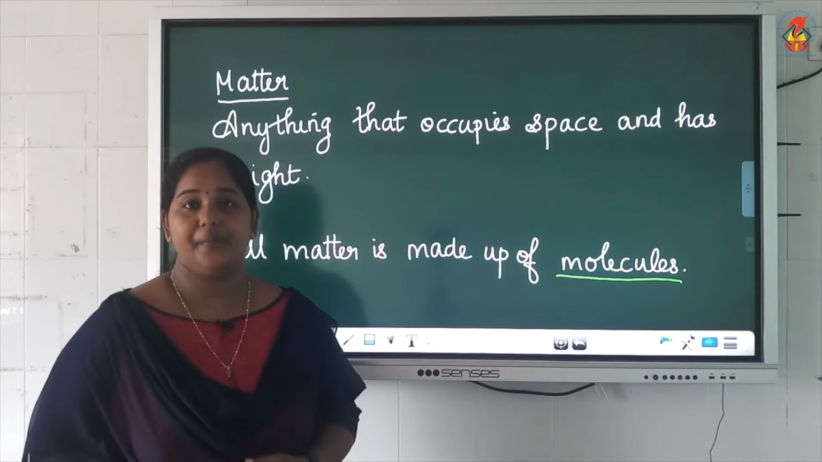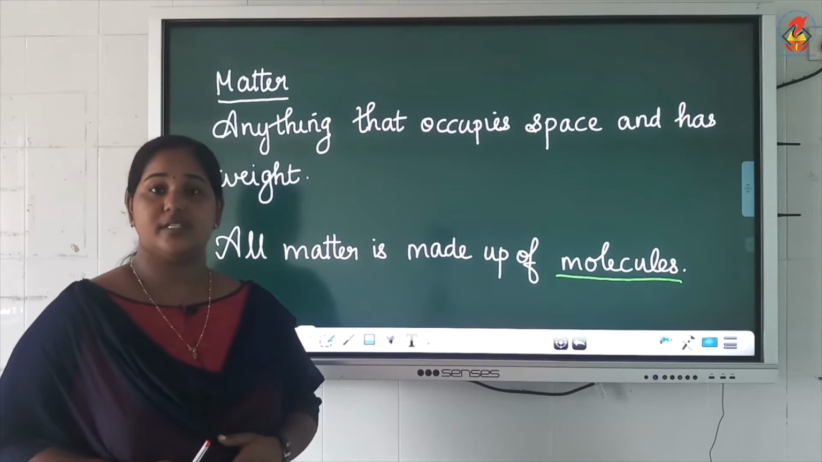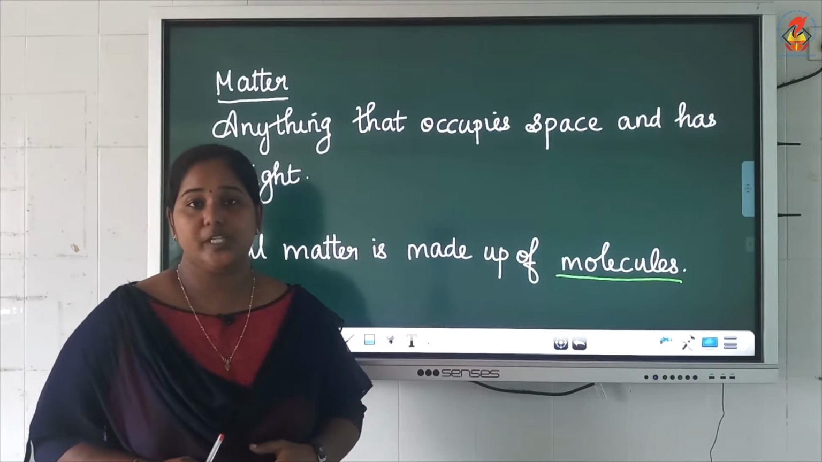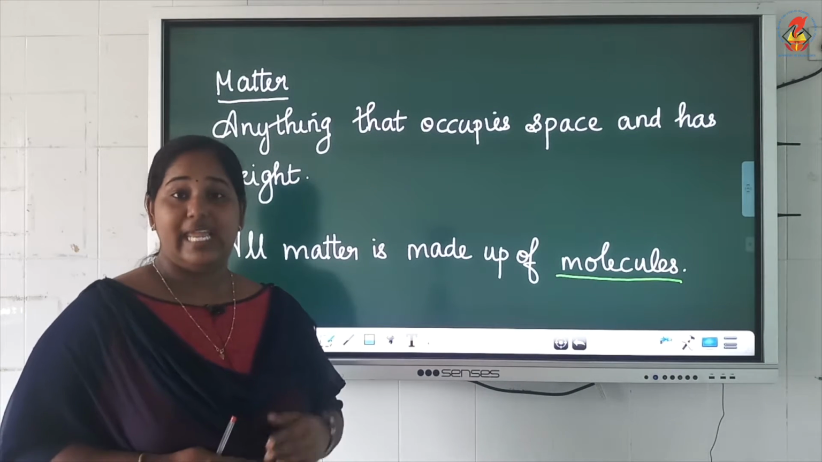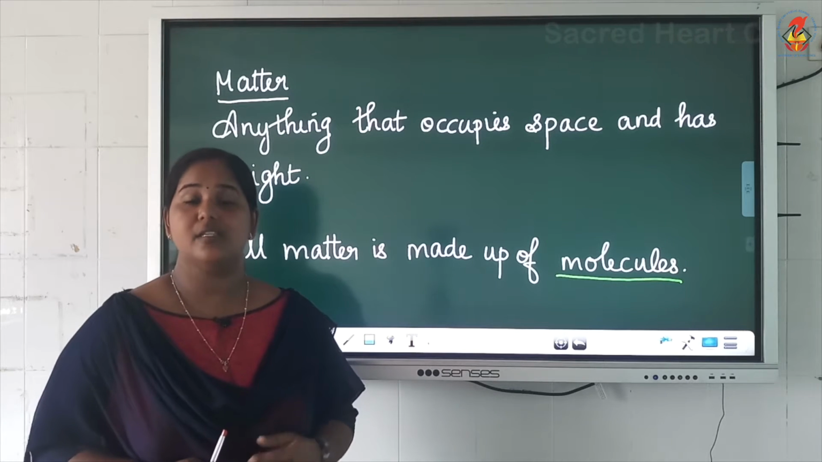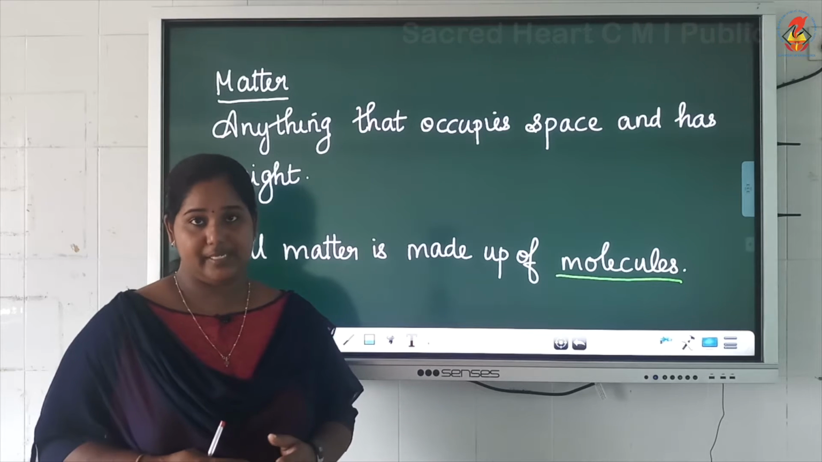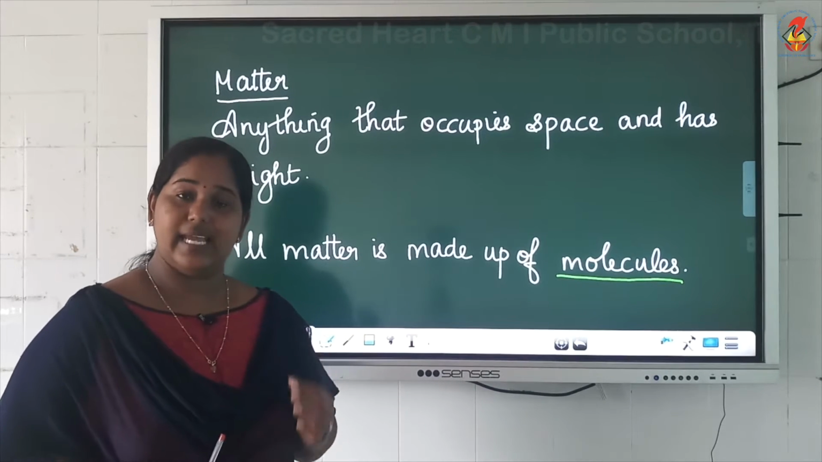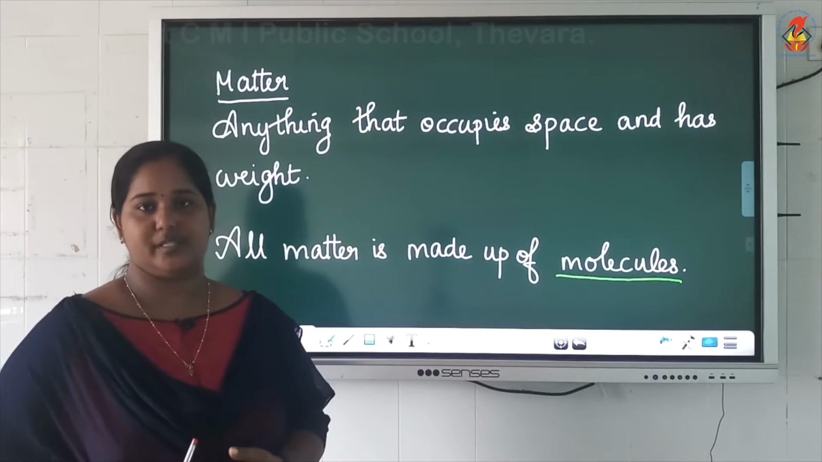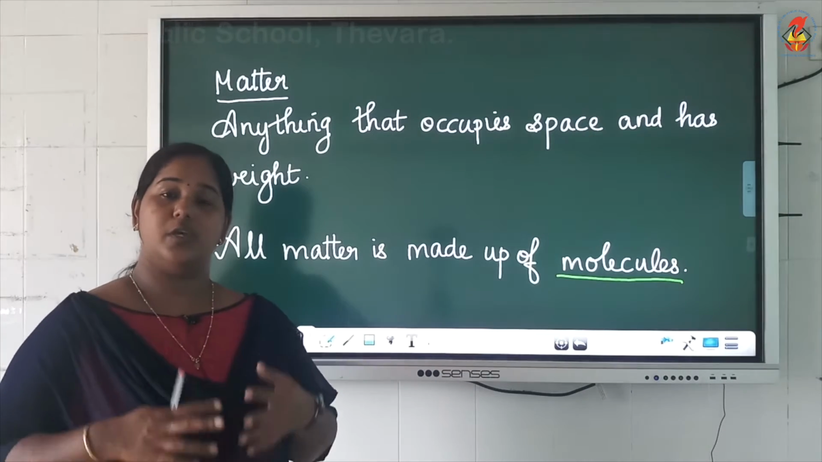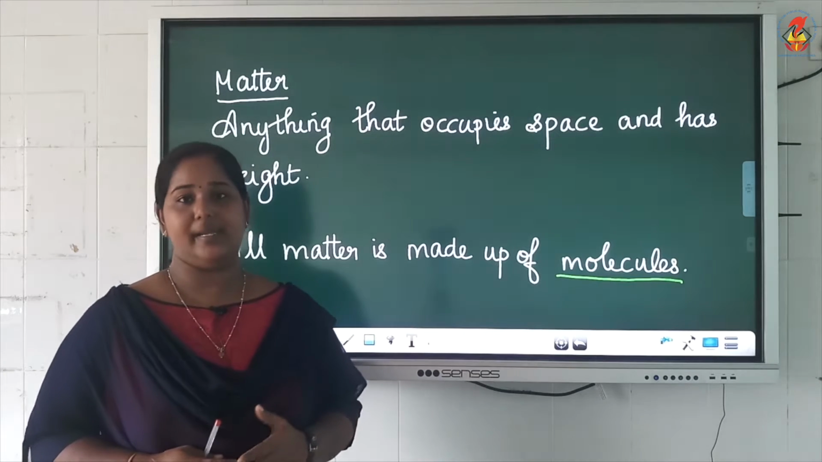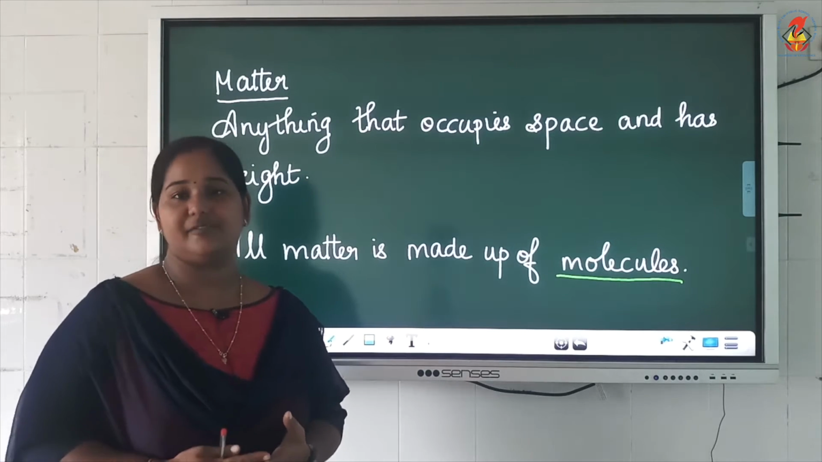All matter is made up of molecules. What is a molecule? Molecule is the tiny particle with which matter is made up of. It exists independently and shows the properties of that substance. I'll repeat again. Molecule is the tiny particle with which matter is made up of. All matter is made up of molecules. Whether it is a book, box, your house, everything is made up of molecules. And molecules exist independently. That means they show the properties of that substance.